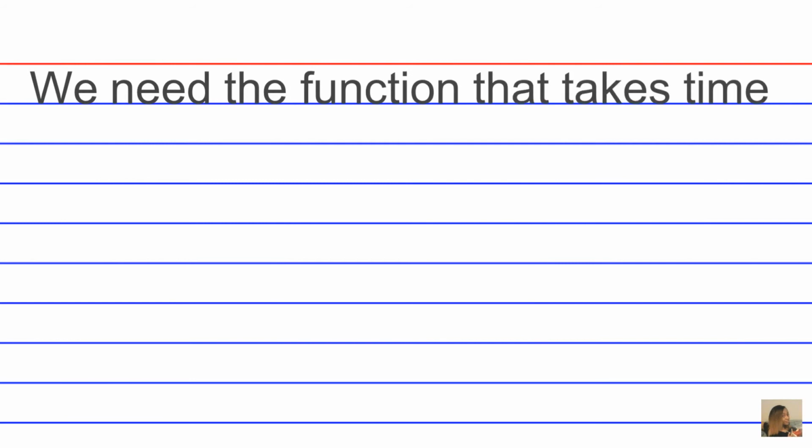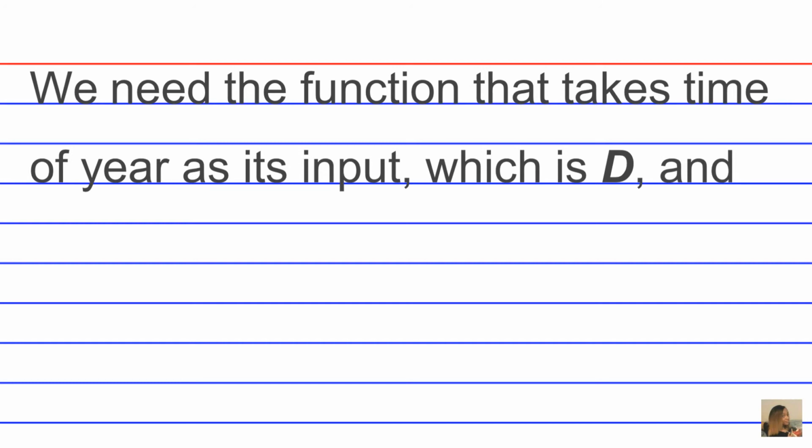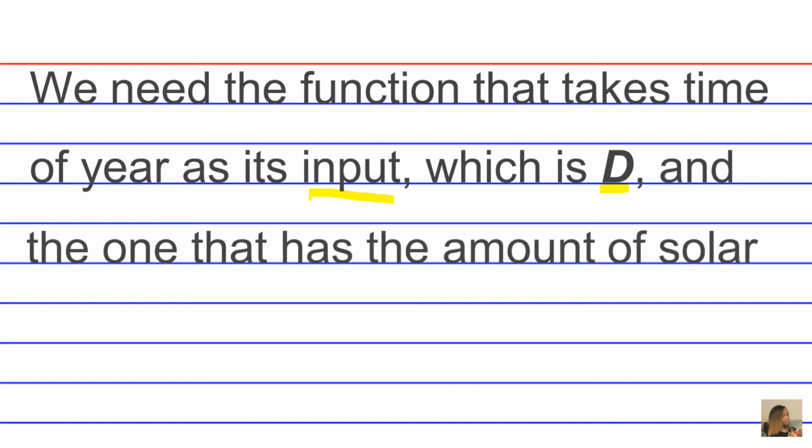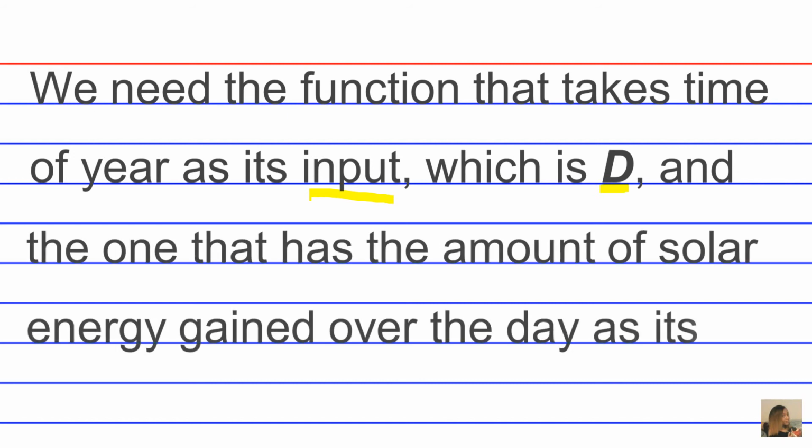We need the function that takes time of year as its input, and the function that does this is function D. And the one that has the amount of solar energy gained over the day as its output, the function that does that is E.